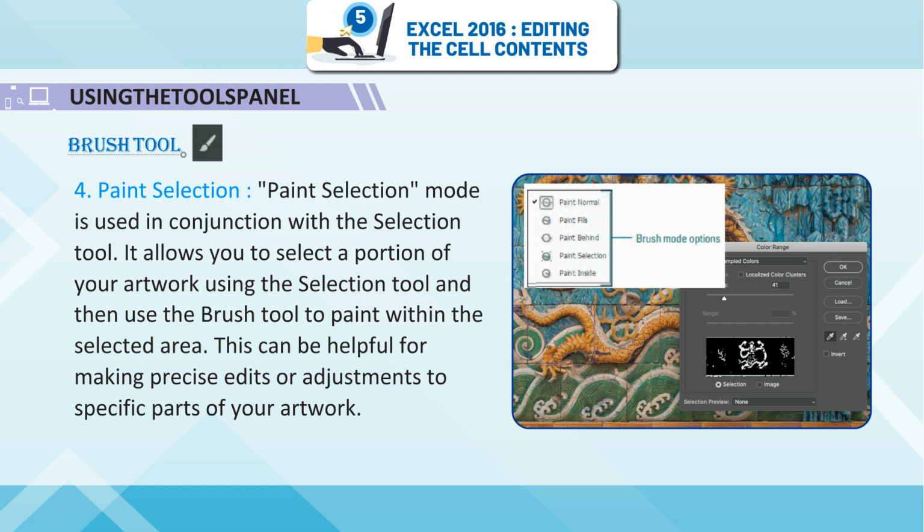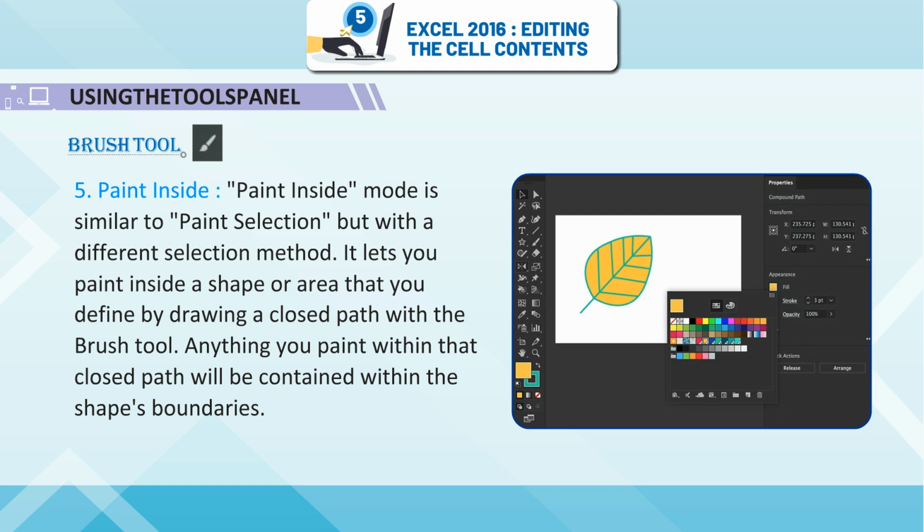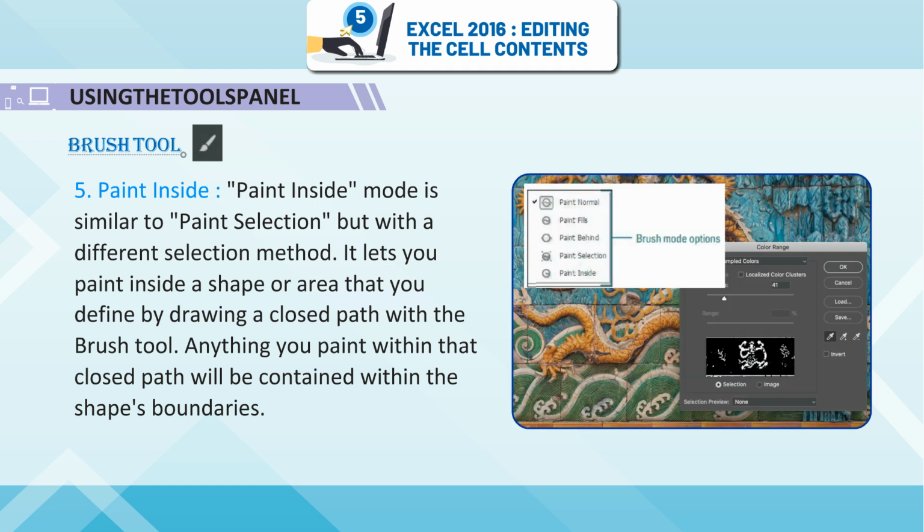This can be helpful for making precise edits or adjustments to specific parts of your artwork. Paint Inside. Paint Inside mode is similar to Paint Selection but with a different selection method. It lets you paint inside a shape or area that you define by drawing a closed path with the brush tool. Anything you paint within that closed path will be contained within the shape's boundary.